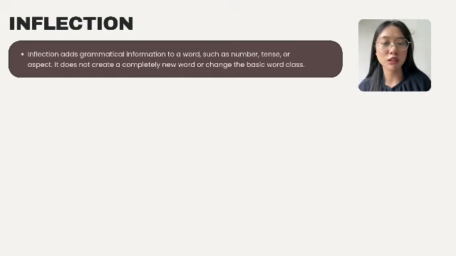Now let's move on to the next part, which is inflection. Inflection adds grammatical information to a word, such as number, tense, or aspect. Basically, inflection doesn't change the meaning, it just changes the grammar. Here I also attached a table. We have the word, the morphological structure, and the grammatical meaning.